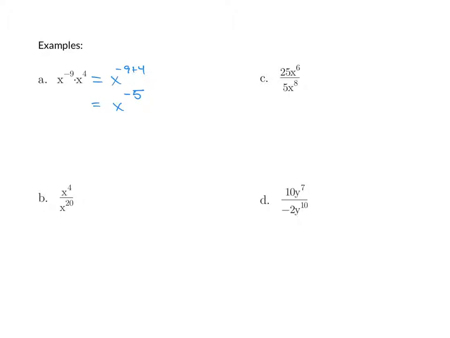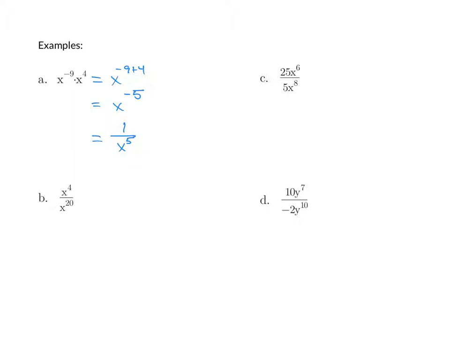Now, remember that we said our goal is to always write with positive exponents. So for this problem, I still need to make my exponent positive. In order to do that, I want to move it down to the denominator. So we get 1 over x to the 5th, and we're essentially done with this problem.